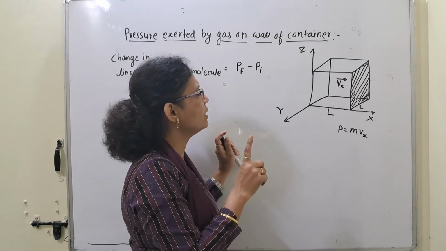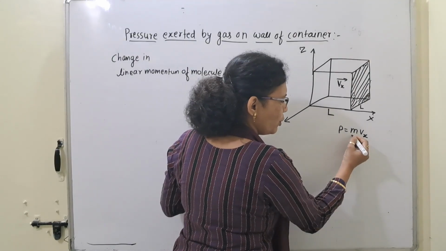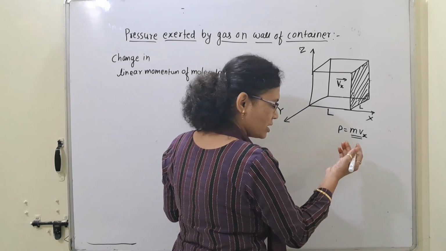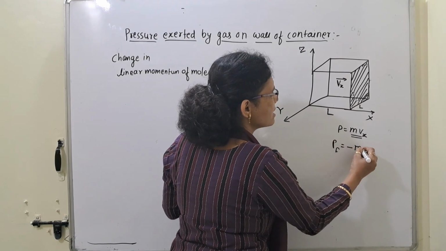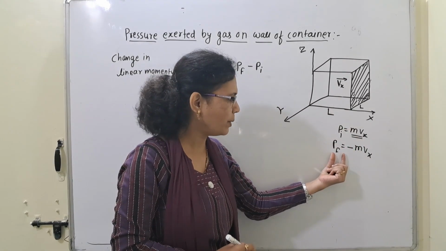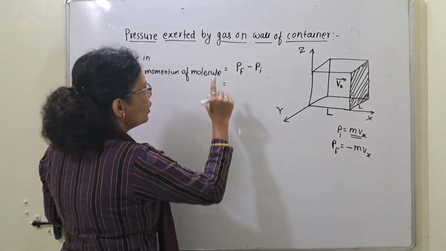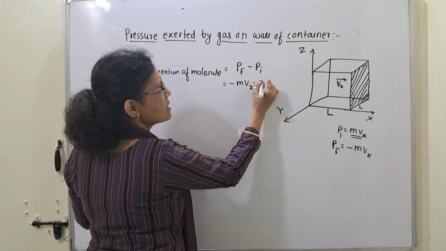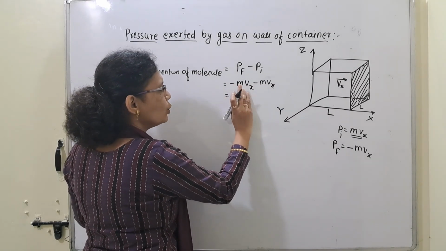So we will consider only the component of the x-axis. Initially the momentum is mvx, but when it gets bounced back, its direction is changed, it is in the opposite direction. Therefore P final will be minus mvx, and this is P initial, that is mvx. So P final minus P initial means minus mvx minus mvx. So what will that be? Minus 2mvx.